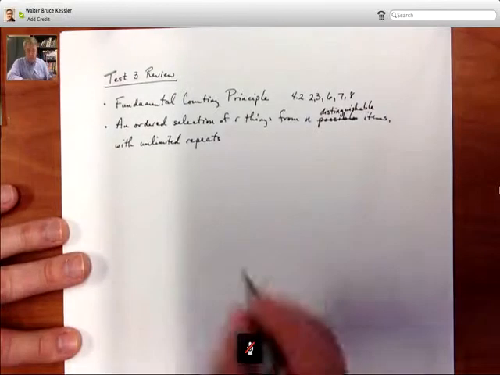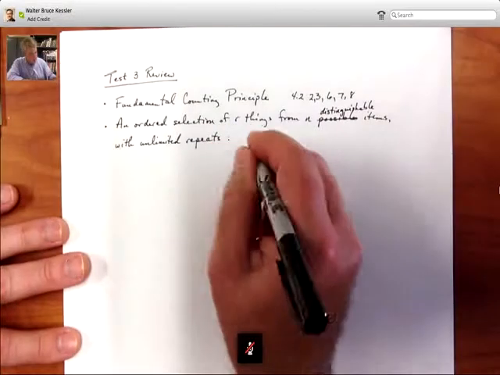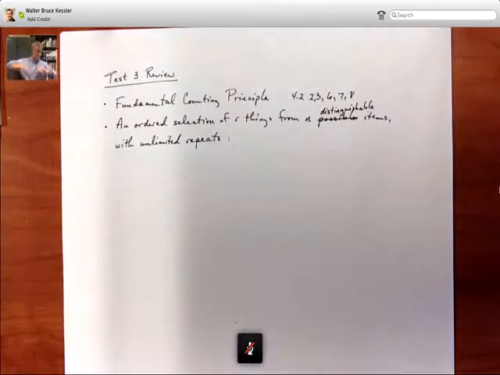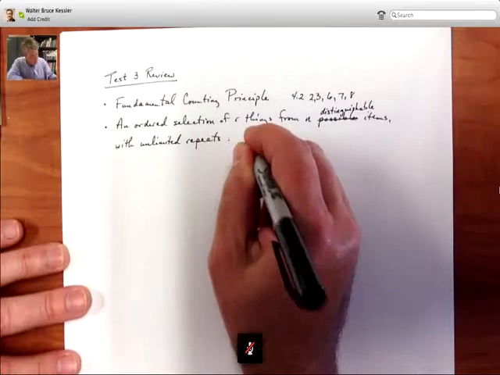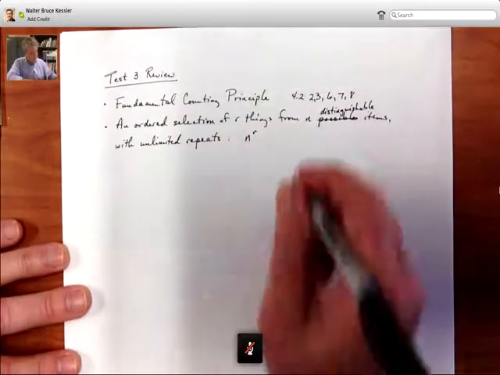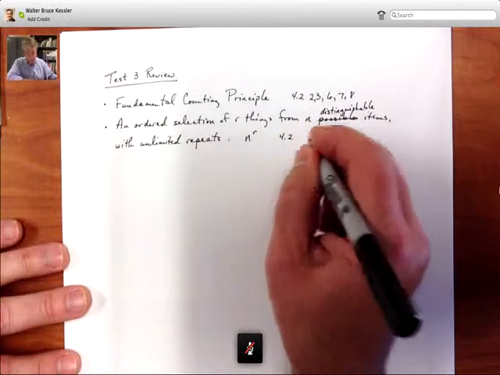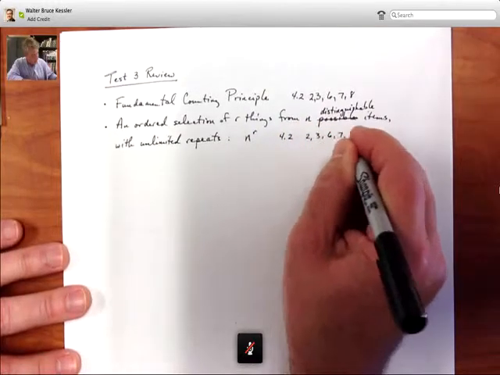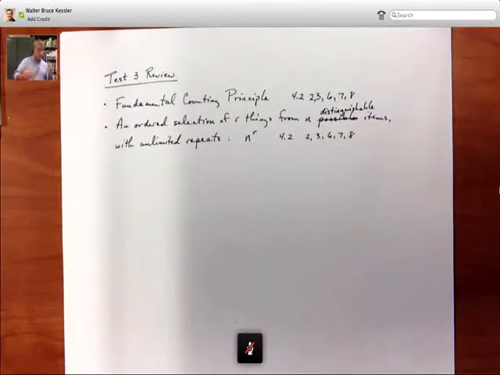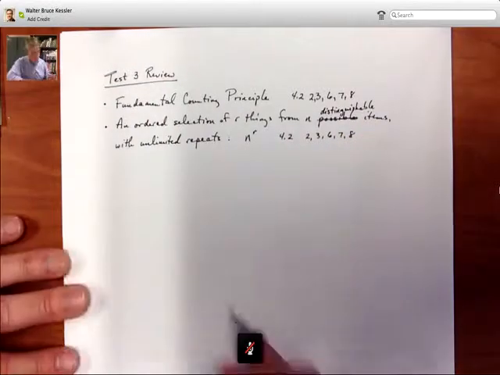With unlimited repeats, you've got different slots here, R slots and N choices for each slot. So that's where you get N to the R. We did some counting like that in those same problems, 2 and 3 and 6 and 7 and 8. And really that's just an application of the fundamental counting principle.